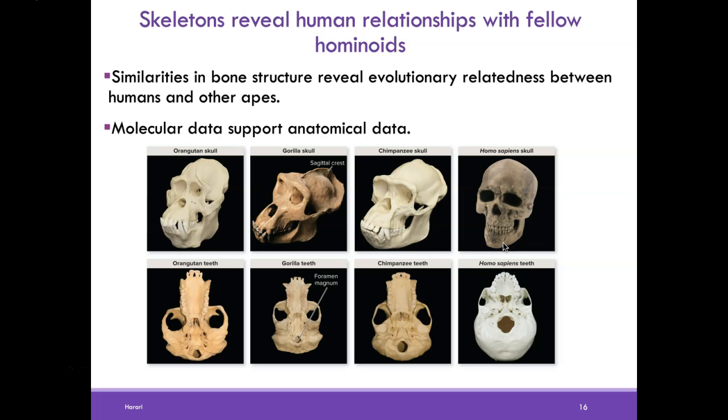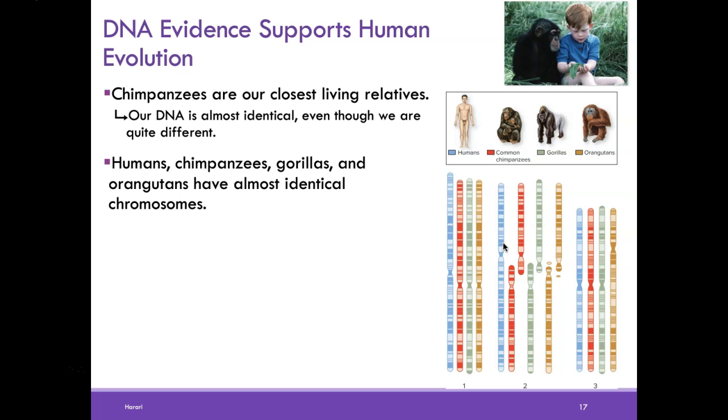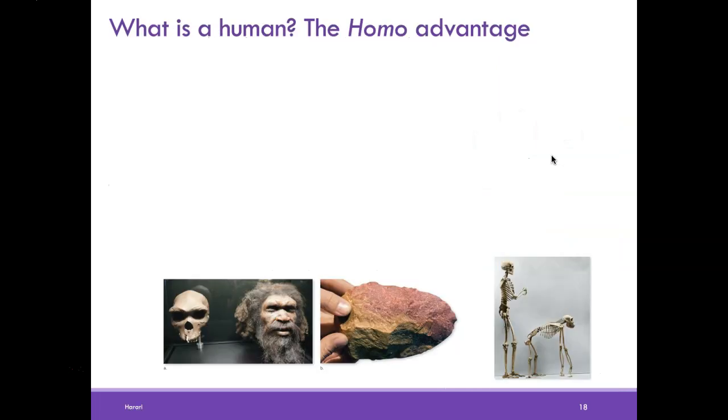Molecular data also supports the anatomical data. Chimpanzees are almost identical in DNA to us, even though we look very different. If you look at chromosomes 1, 2, and 3, they are almost identical amongst humans, chimps, gorillas, and orangutans. So it is pretty direct evidence that we have much in common with apes. But what is a human?